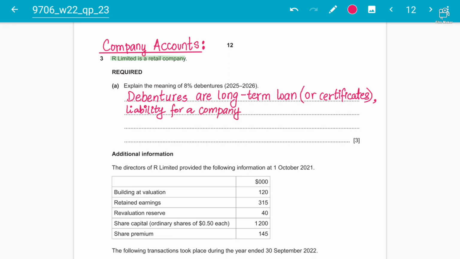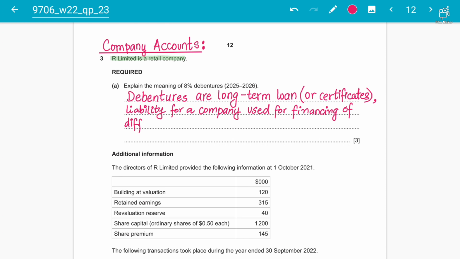The company, R Limited, might need to finance a new project, or do expansion, or buy some capital equipment, capital expenditure, or for any other purpose. So it's a liability for a company used for financing of different purposes.